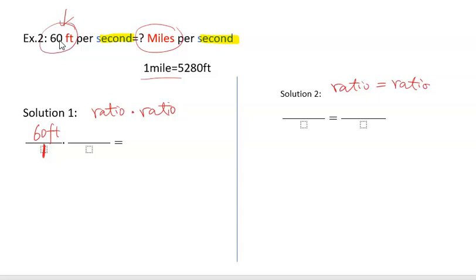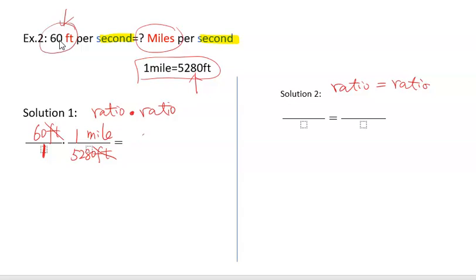Now, for the second ratio, we're going to use this. And remember, since we're doing multiplication of fractions, we want to make sure this foot is going to cancel another foot down here. So we're going to put the side with the foot, which is 5,280 feet, in the denominator, so they can cancel each other. Top foot cancels bottom foot. And we're going to put 1 mile in the numerator. So now we can multiply straight across to get the answer.